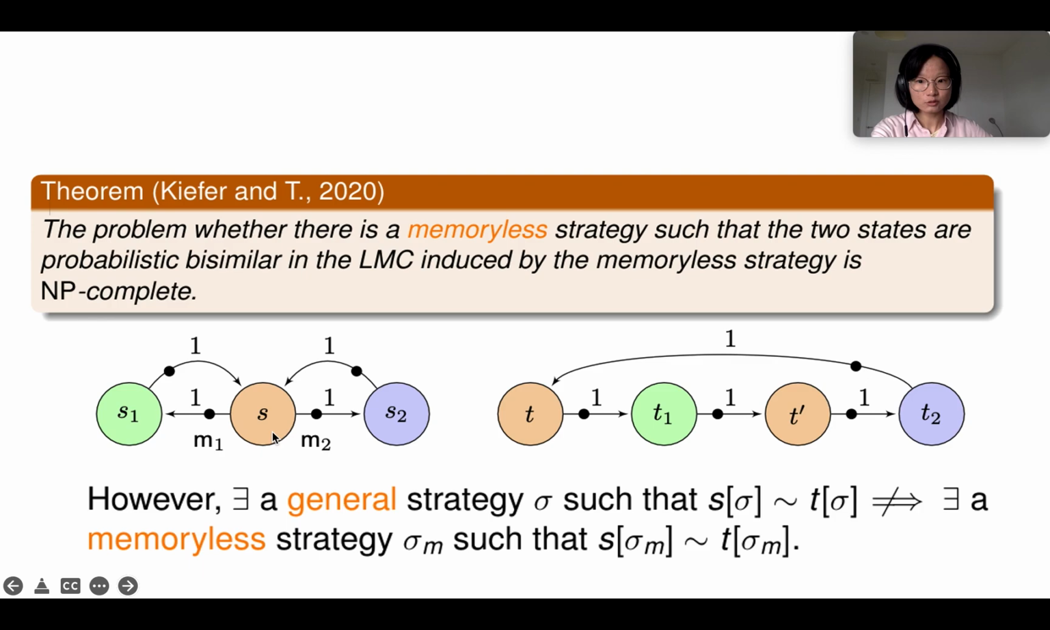If we want S to mimic the behavior of T, S needs to first choose the M1 action so that it can immediately reach a green state. However, since we are considering memoryless strategies here, S is restricted to use the M1 action only. And in this case, S will never be able to reach a purple state. So S and T are not probabilistic bisimilar if we only consider memoryless strategies.